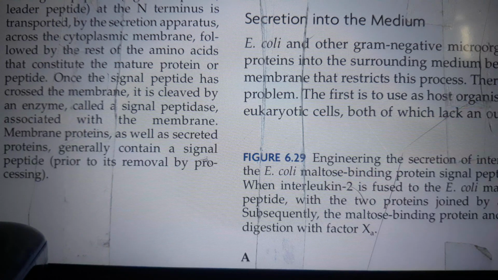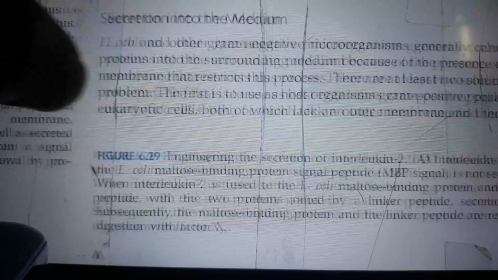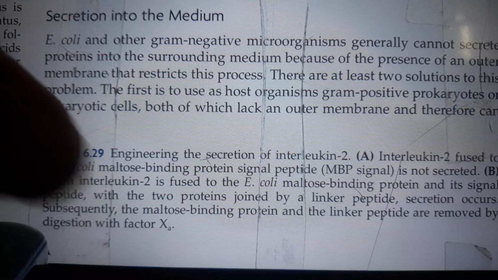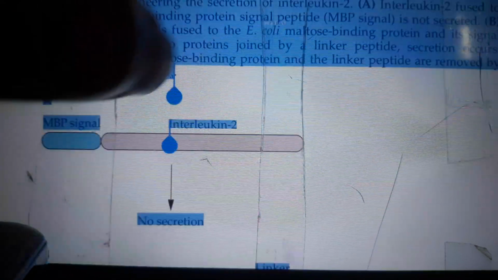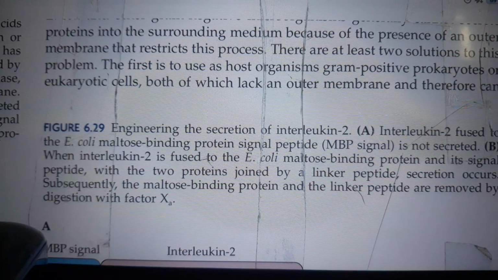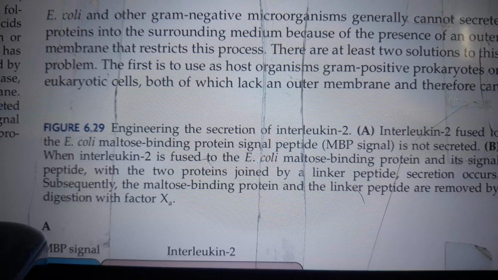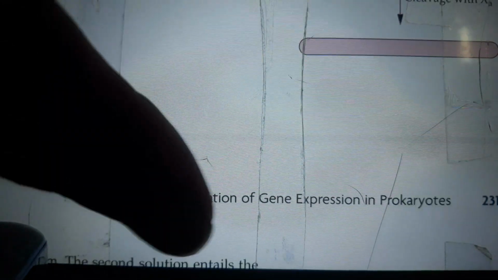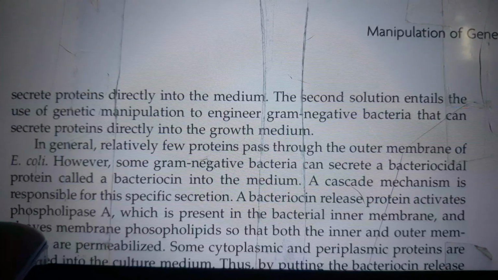Secretion into the medium. E. coli and other gram-negative microorganisms generally cannot secrete proteins into the surrounding medium because of the presence of an outer membrane that restricts this process. There are at least two solutions to this problem. The first is to use a host organism such as gram-positive prokaryotes or eukaryotic cells, both of which lack an outer membrane and therefore can secrete proteins directly into the medium.